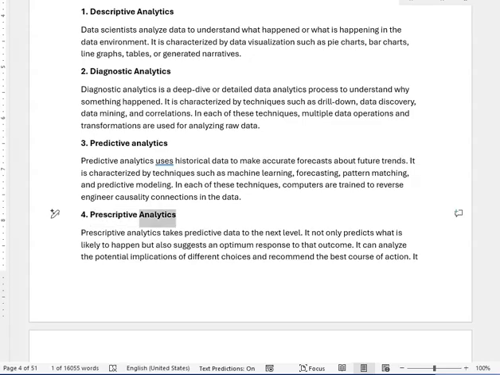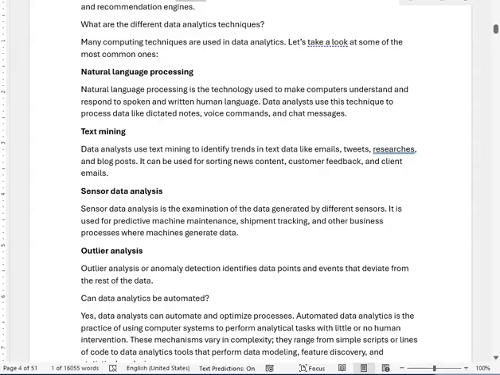4. Prescriptive analytics. Prescriptive analytics takes predictive data to the next level. It not only predicts what is likely to happen, but also suggests an optimum response to that outcome. It can analyze the potential implications of different choices and recommend the best course of action. It is characterized by graph analysis, simulation, complex event processing, neural networks, and recommendation engines.